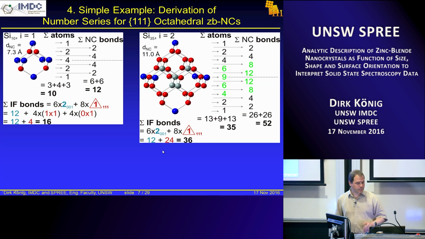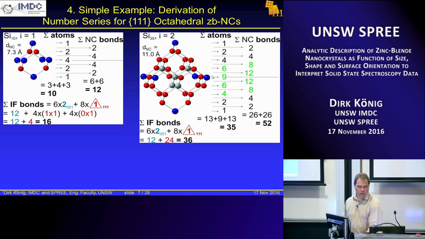Okay, in a hands-on example, we'll start with the octahedra with exclusive 111 faceting. The smallest one of that kind is a silicon 10 cage. You see the 6 corner points, and you have 8 facets, 111 facets, but only 4 of them have a single atom. So that one, and the rear one, the front one, there isn't even an atom. So what you have is 4 bonds plus 0 bonds, and you got 6 times the 2 bonds, gives you 16 interface bonds.